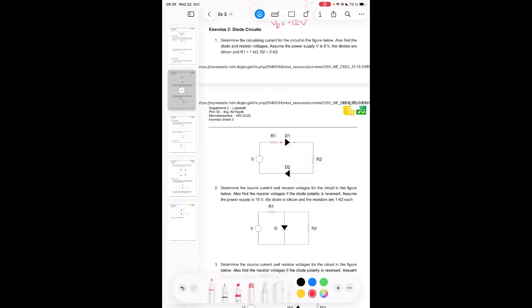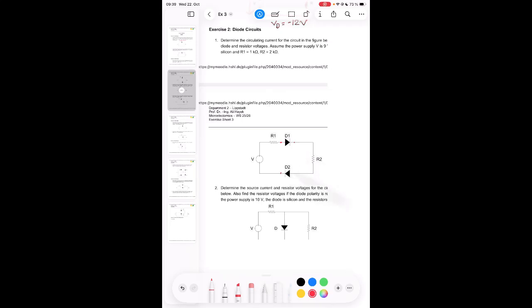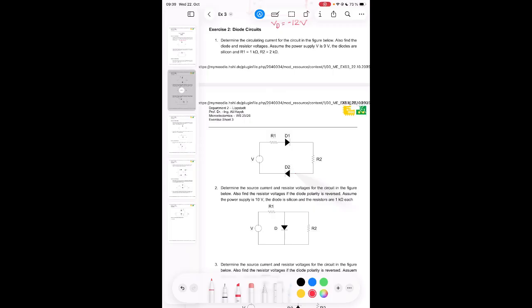Probably the first question, did you just try at home to do something with the exercises? Did you prepare something? Okay.